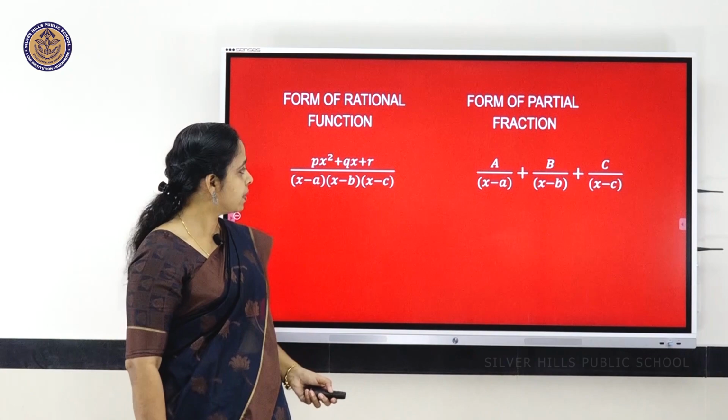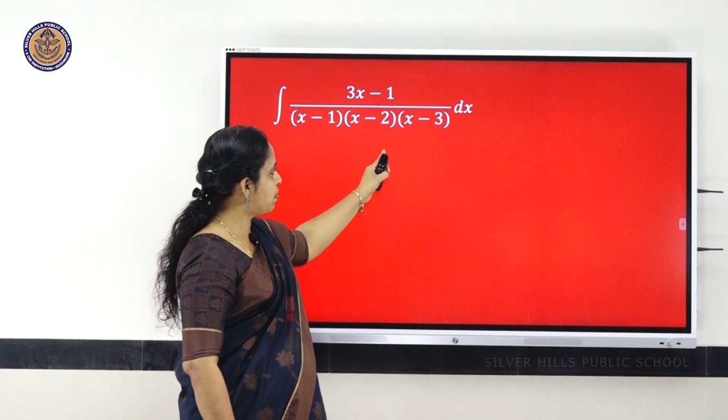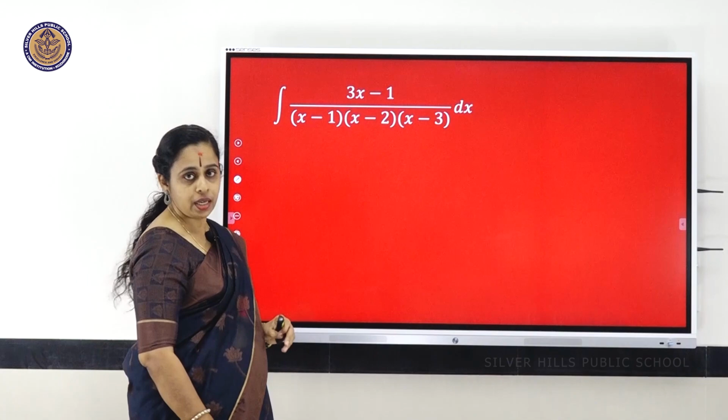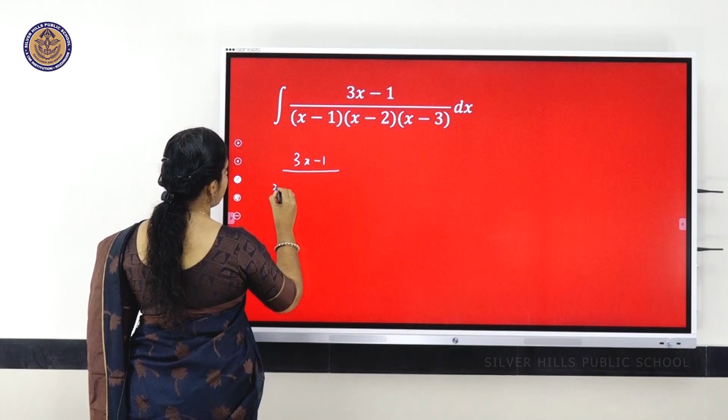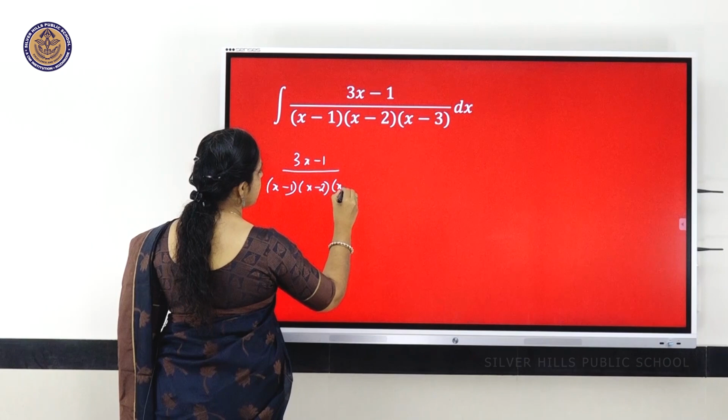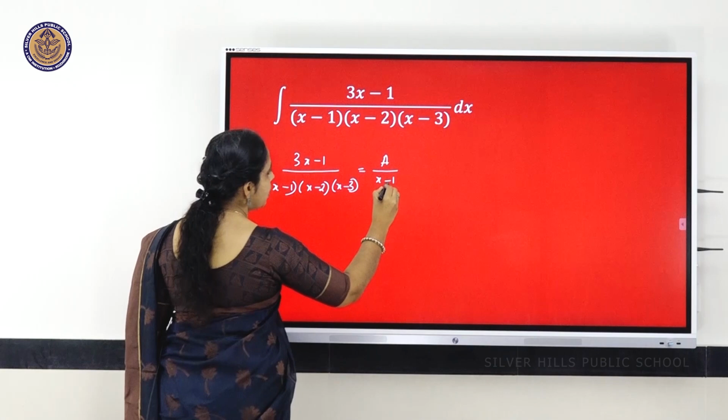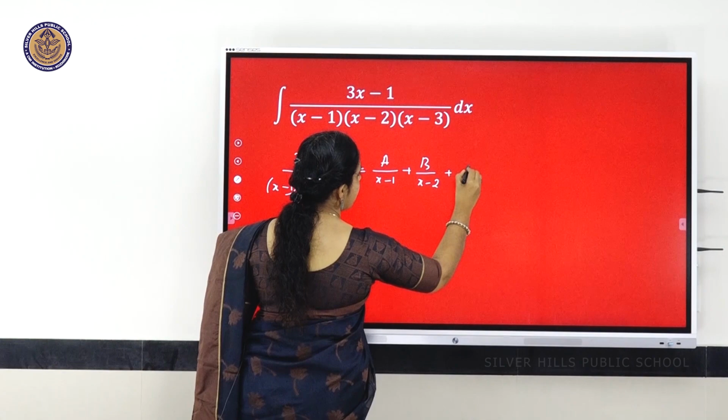Integral 3x minus 1 divided by x minus 1 into x minus 2 into x minus 3. 3 distinct factors. Let us take the integrand. 3x minus 1 divided by x minus 1 into x minus 2 into x minus 3 equal to a divided by x minus 1 plus b divided by x minus 2 plus c divided by x minus 3.